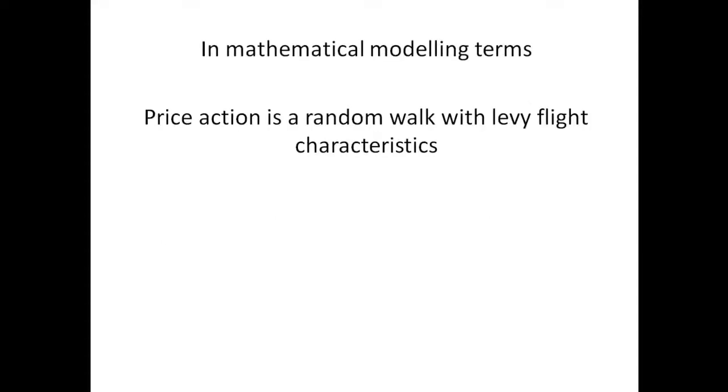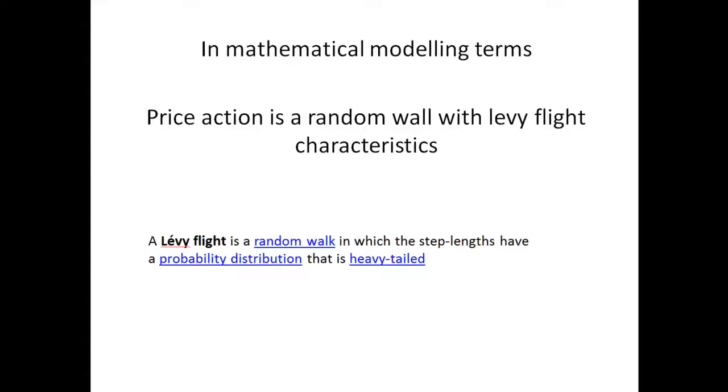Now, anybody who's done any scientific style mathematical modeling on price action will tell you that price action is a random walk with levy flight characteristics. Now, what's a levy flight? A levy flight is a random walk in which the step lengths have a probability distribution that is heavy-tailed. Now, what does that mean in plain English?